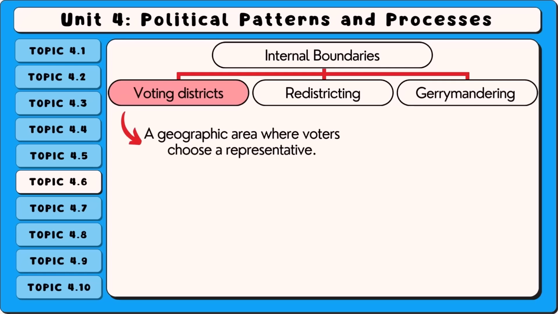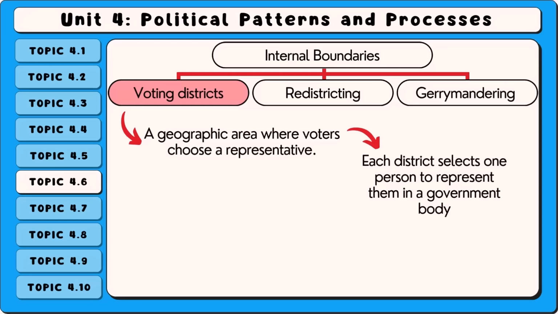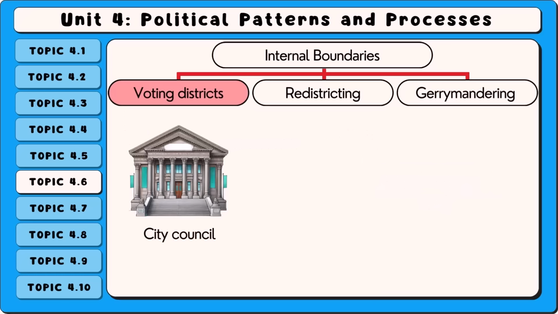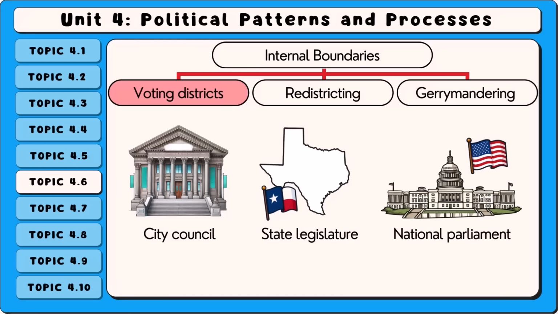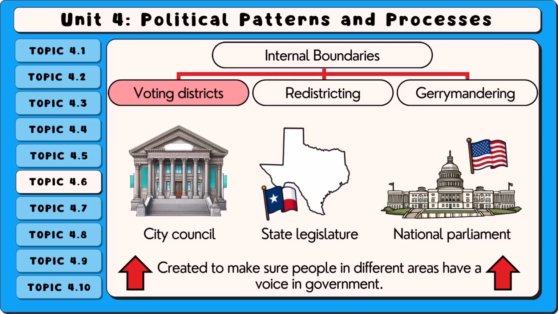A voting district is a geographic area where voters choose a representative. In most democratic systems, each district selects one person to represent them in a government body, such as a city council, state legislature, or national parliament. These districts are created to make sure people in different areas have a voice in government.